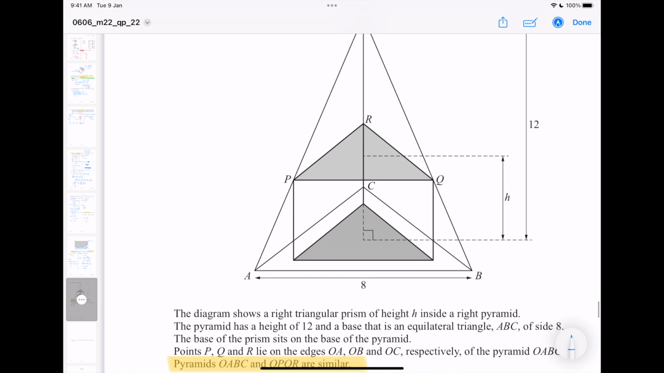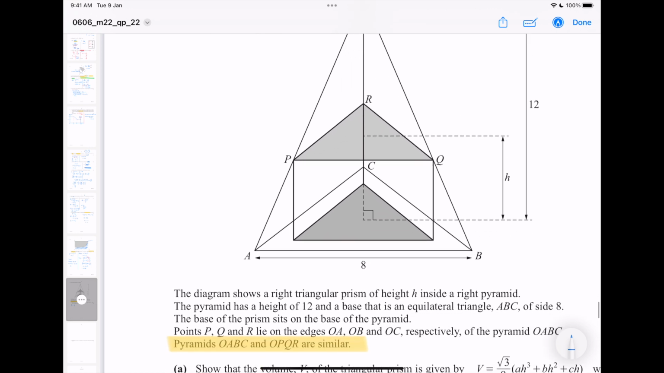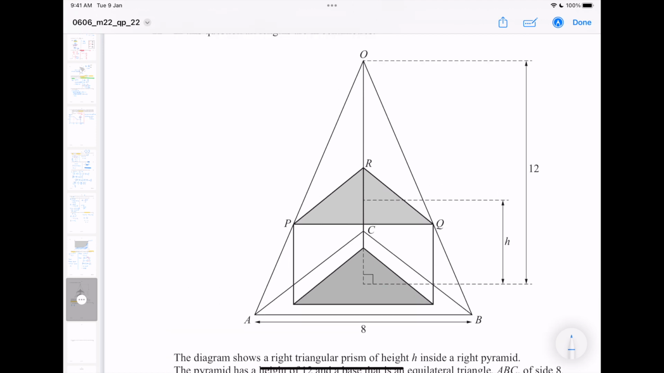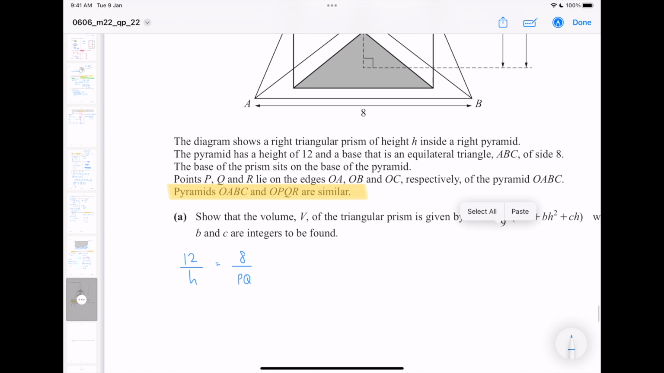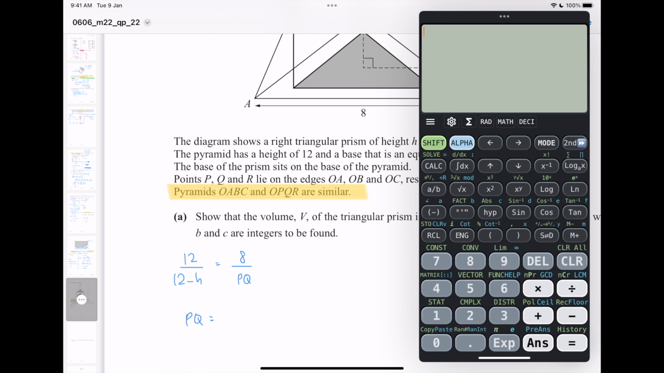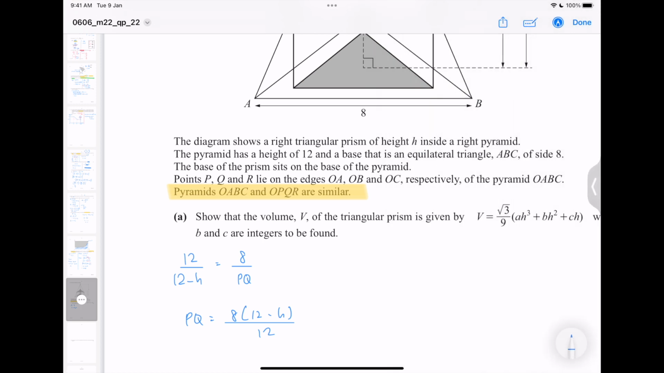Wait, hold on. OABC and OPQR. Oh, sorry, it's 12 minus h. Right, so what do we get? PQ will equal, I'm just going to rearrange, 8 times 12 minus h over 12.